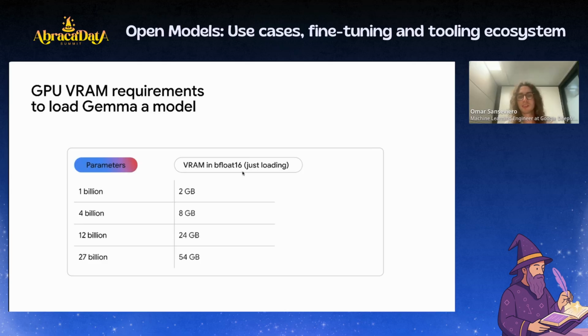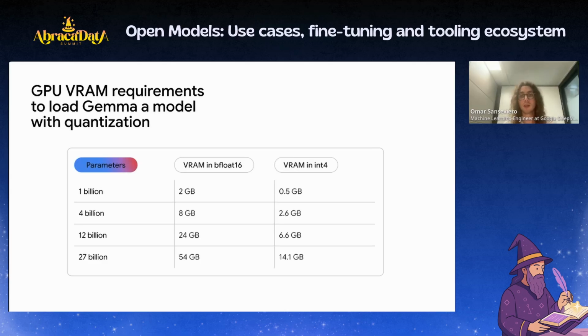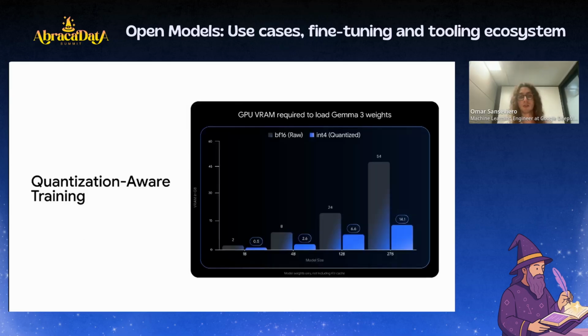So bfloat16 means 16 bits, but you can use fewer bits to load the model. And of course, the quality degrades because you're kind of truncating or cutting some of the bits. But this allows you to run, for example, a 27 billion parameter model in 14 gigabytes rather than 54. So this makes the models much more accessible, but you have a quality loss.